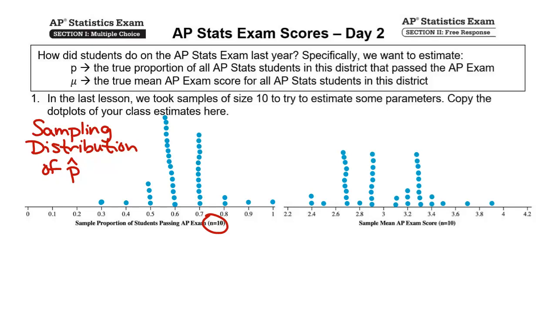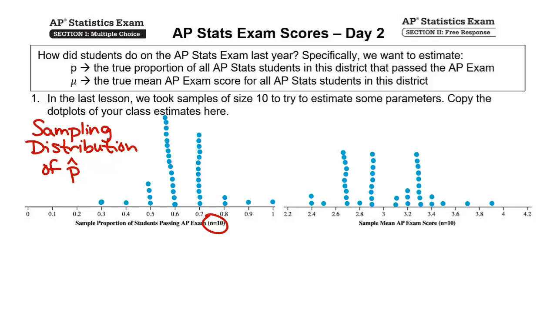To be a full sampling distribution, we would need every possible group of size 10 from those 253 students that are on page 5 in your notes. This is just a partial sampling distribution because we didn't do every single possible group of size 10. That would be a little bit ridiculous. Technology can do every single possible grouping of size 10, but that's a bit much for us.